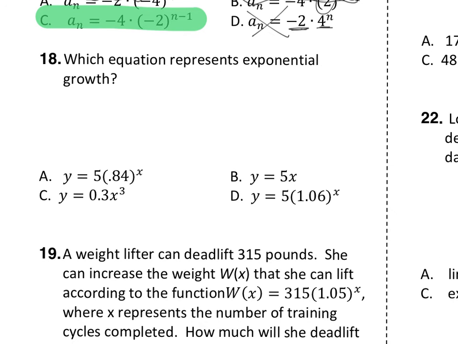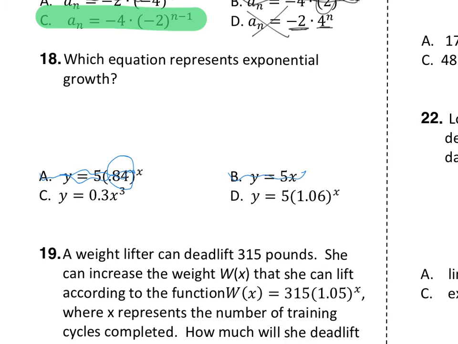Number 18, which equation represents exponential growth? So as I look at all the choices here, I want to look at which one will for sure be an exponential equation, and then what will represent the growth. So as I look at letter A, I have 0.84. Well, I do have exponential because it's to the power of x, but the 0.84, that's less than 1. So it tells me that that must have been simplified by taking 1 minus the rate and getting a number less than 1. So that can't be exponential growth. That's actually decay because 0.84 is less than 1.